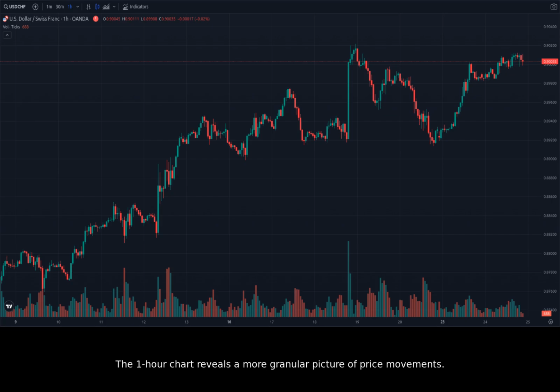Now, let's zoom in on the one-hour chart to get a better understanding of recent price action. The one-hour chart reveals a more granular picture of price movements. We can identify short-term support and resistance levels that may influence intraday trades. Let's observe the key support and resistance zones on this chart, looking at the recent price action.